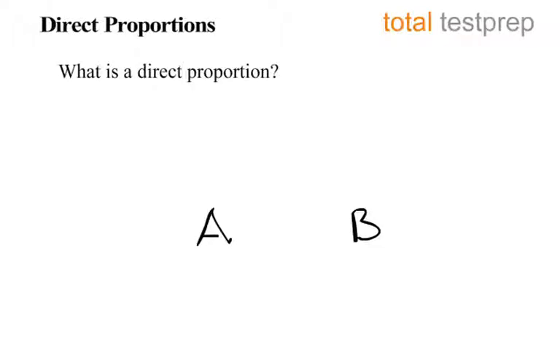Another way to think about this is that if you have two quantities, A and B, and you increase A and B increases as well, by the same factor, then A and B are directly proportional to one another. Similarly, if A goes down and B goes down by the same factor, then once again they are directly proportional to one another.